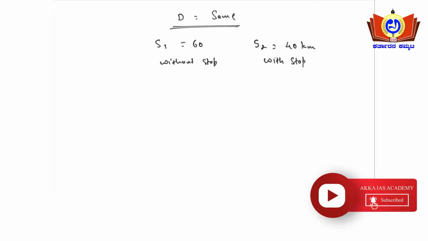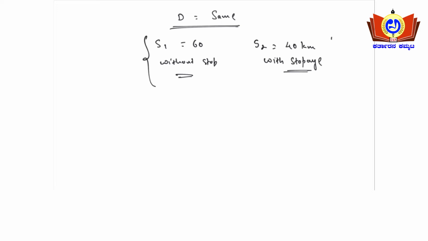So distance is the same here. Okay, when distance is the same, what can we equate? We can equate the speed of the two trains. We can take the ratio. Okay, in the previous slides I have discussed this thing with you. So S1 equals 60 kilometers per hour. What is S2? That will be equal to 40 kilometers per hour. This is without stop, and this is train 2 with stoppage. This is the given data.